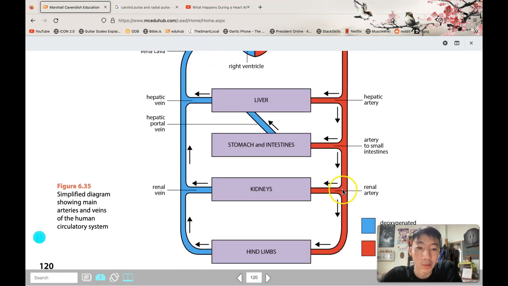Then we have the renal artery. Renal means having to do with kidneys. Okay, and then the renal vein, which is also the vein that is bringing the deoxygenated blood away from the kidneys and back towards the heart. Okay, and we know that the kidneys are very important for excretion and also for cleaning of blood.